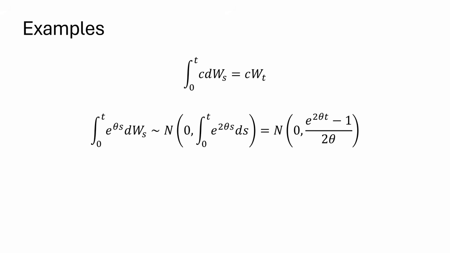And next, let's integrate the exponential function e^{theta s}, where theta is a constant. And by our formulas, this is a normal random variable with 0 mean, and the variance of the integral of e^{theta s} squared, that is e^{2 theta s} ds. And of course, evaluating the integral is elementary. So this is the result. Even though there is no closed form formula for the second integral, its distribution has a closed form. It's a 0 mean Gaussian with variance (e^{2 theta t} minus 1) over 2 theta.